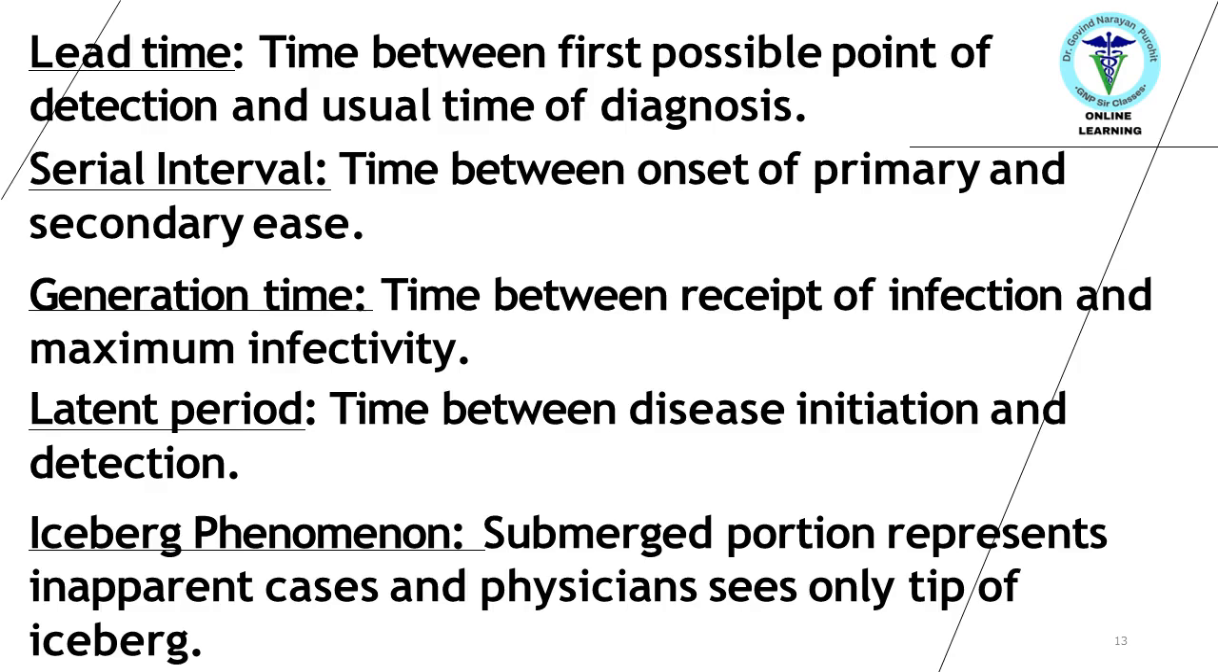Lead time: time between the first possible point of detection and the usual time of diagnosis. Serial interval: time between onset of primary and secondary cases. Generation time: time between receipt of infection and maximum infectivity. Latent period: time between disease initiation and detection. Iceberg phenomenon: the submerged portion represents inapparent cases, and the physician sees only the tip of the iceberg.